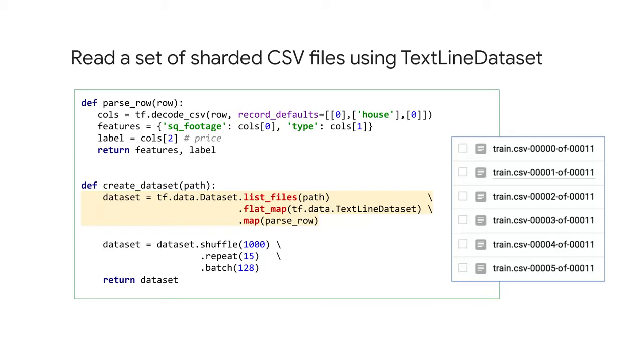We flat map all of them together into a single dataset. And then we map each line of text. We'll use that map to apply the CSV parsing algorithm and finally obtain a dataset of features and labels.